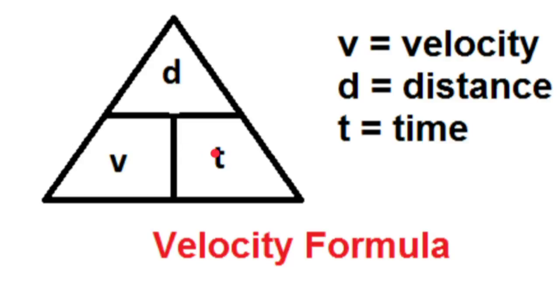And what's left? Well, I have a distance on the top up here, and then this line, kind of like divided by, and then velocity. So if I cover up time, what's left? Well, I have d over v. And I can do the same thing.